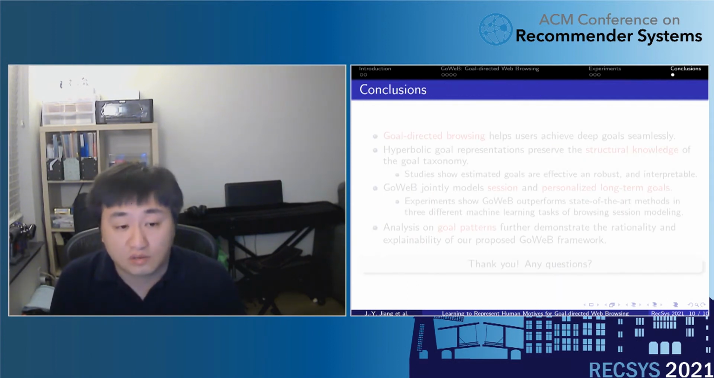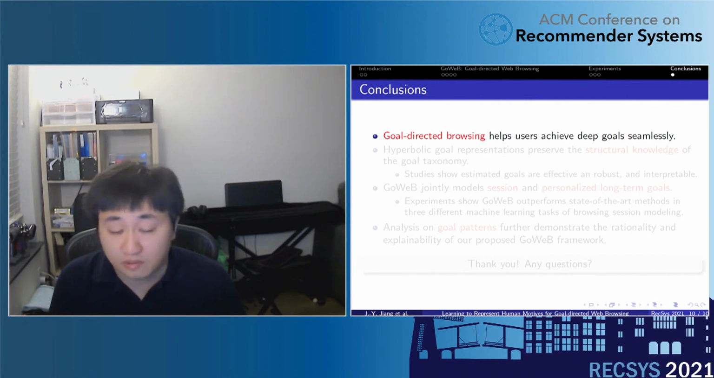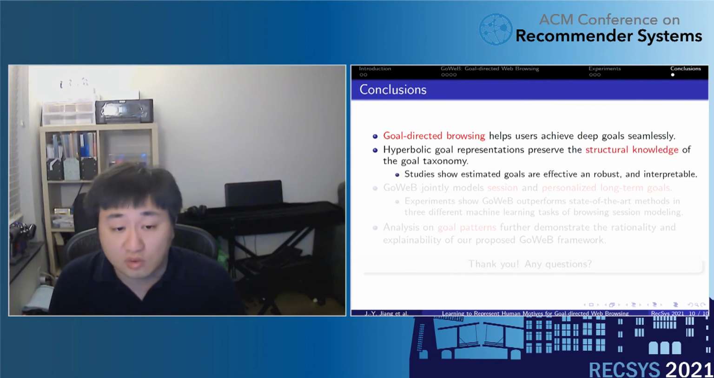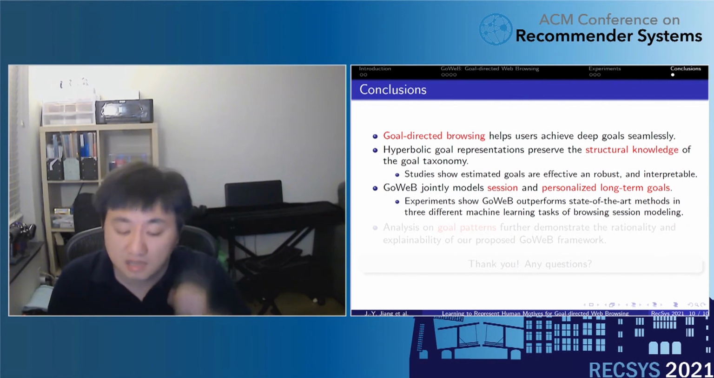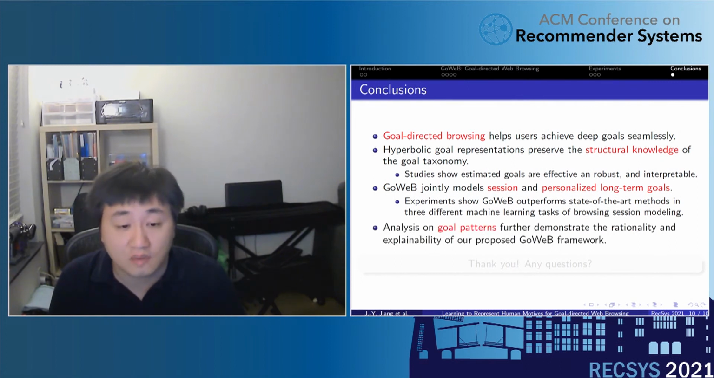So finally, I will give some conclusions. First, we propose the idea of goal-directed browsing. It helps users to achieve some deep goals seamlessly. And we learned the hyperbolic goal representation to preserve the structural information inside the goal taxonomy. We also show that our estimated goals are effective, robust, and interpretable. With our framework, GoWeB can jointly model the station and personalize the long-term goal. Our experiments also showed our framework outperforms all the baseline and state-of-the-art methods in 3 different machine learning tasks. Finally, we also have some analysis on the goal patterns to demonstrate the originality and the explainability of our task.